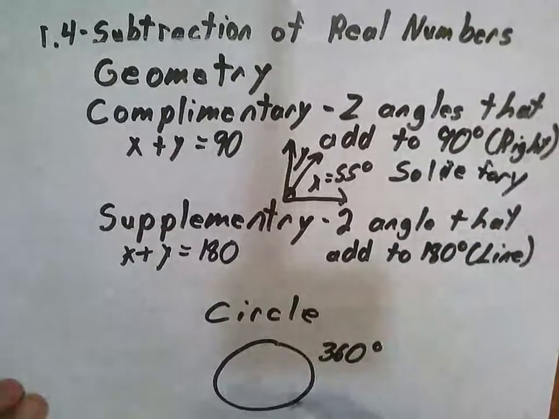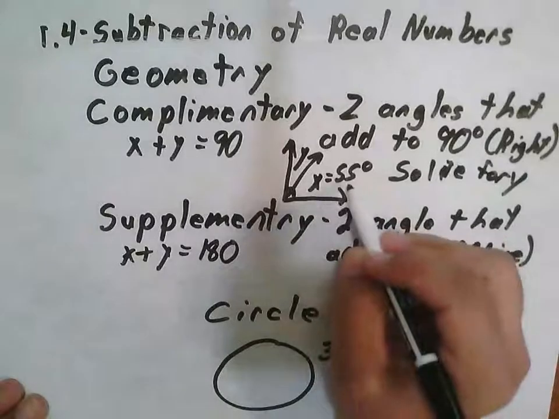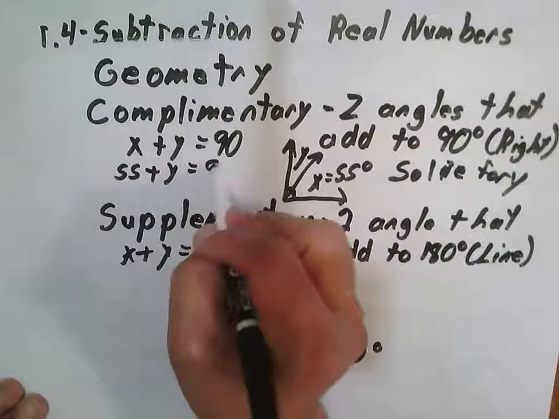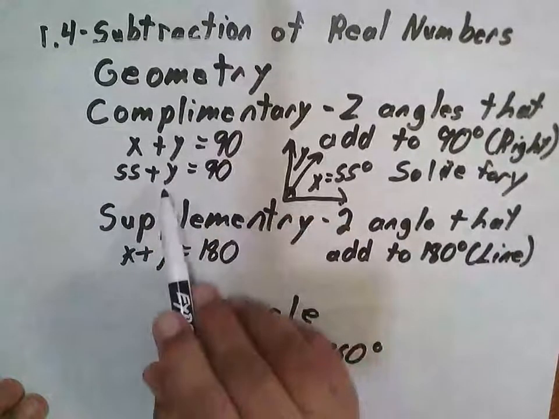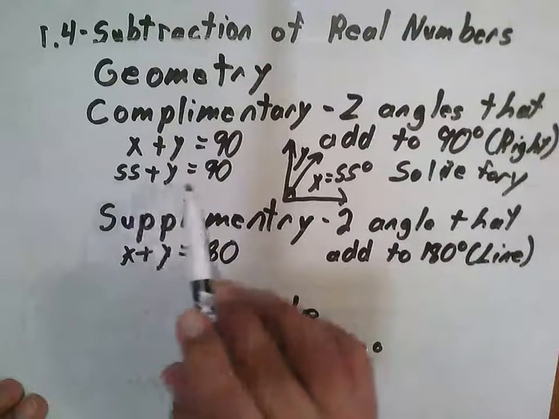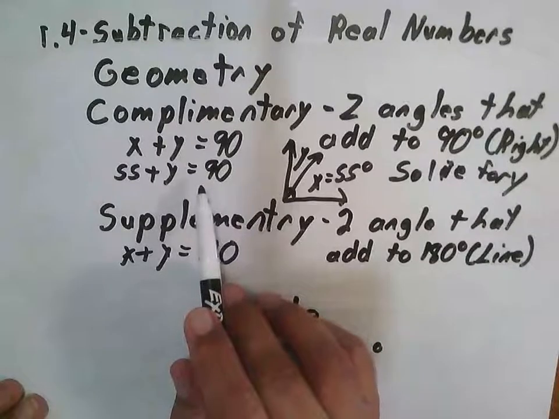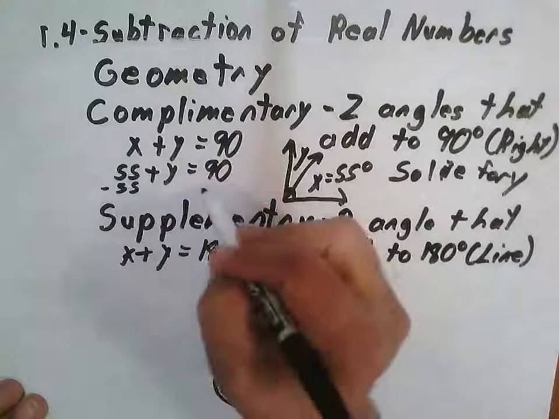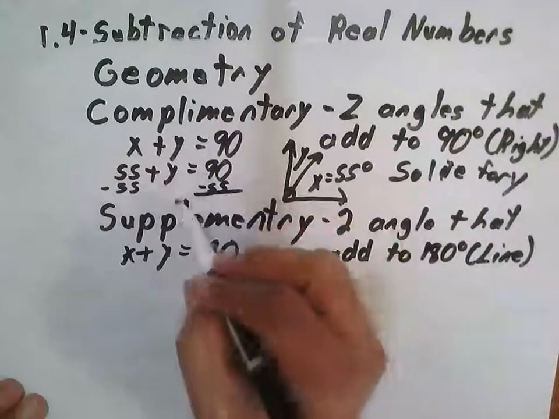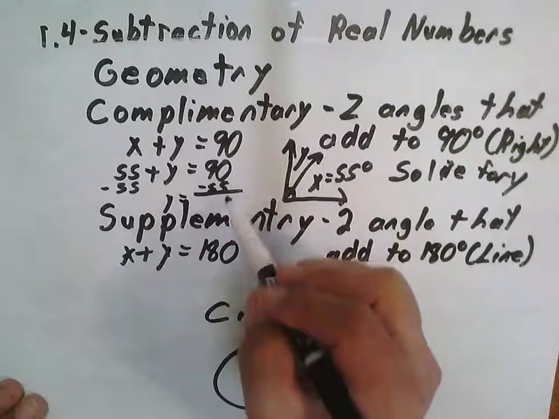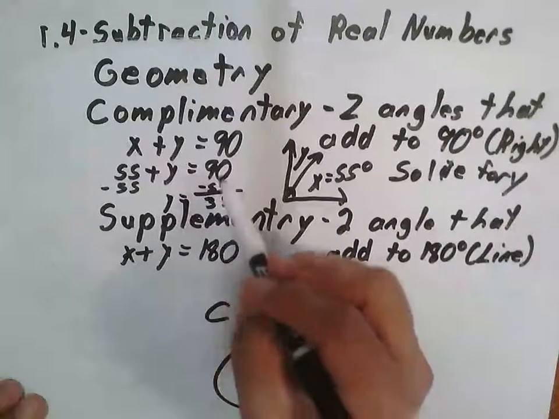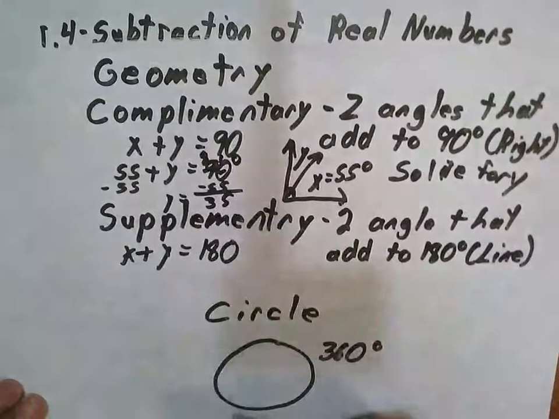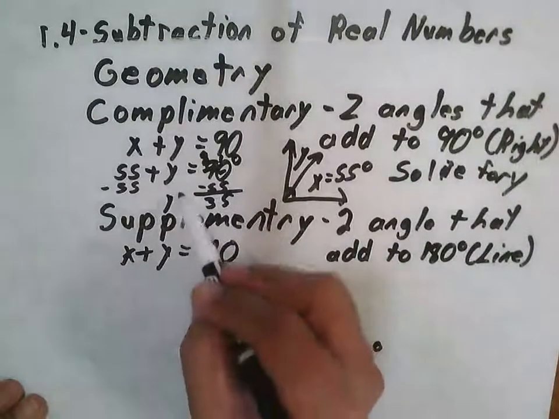Once again, I'm just going to substitute these in. X is equal to 55, so this is going to be 55 plus Y is equal to 90. So basically I have to figure out what number I have to add to 55 that gives me 90. Well, the way I do this is I subtract 55 from both sides. By doing that, that allows me to isolate the Y. So Y is going to be equal to 35.